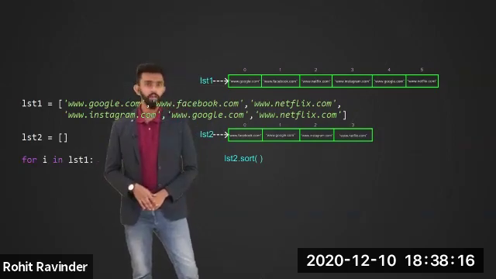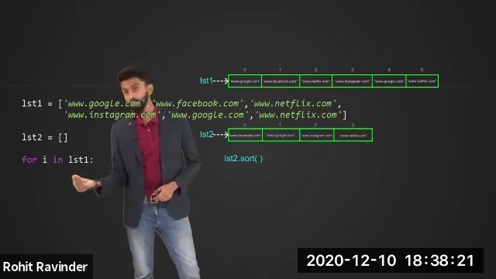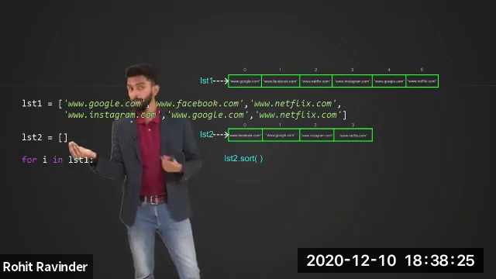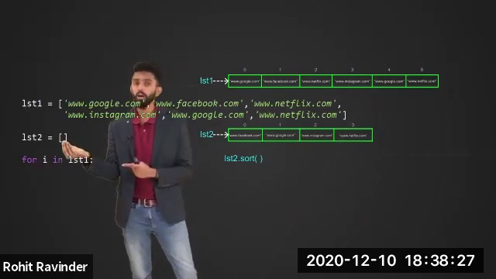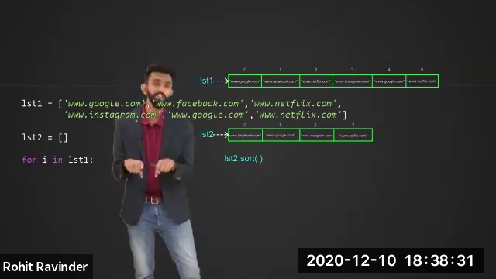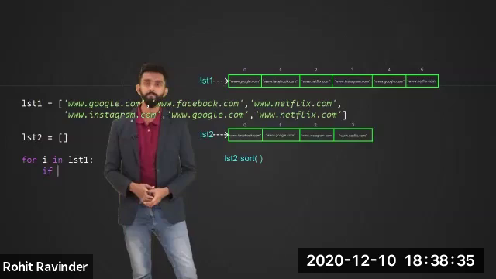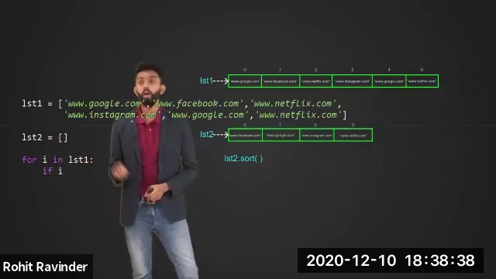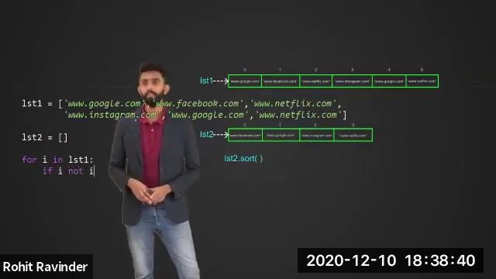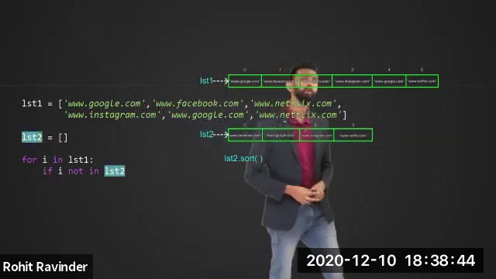I'll come inside. Now, whatever is there inside, I should append it to list 2. But not mechanically, not without thinking, but by checking a condition: whatever I'm trying to append should not already be present in list 2. So first let's apply that condition. If i not in lst2, I'll put a colon.